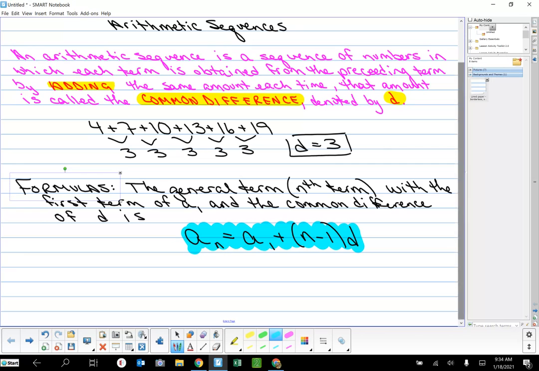And you also need to remember that this is specifically for arithmetic sequences, right? Because you're also going to have something called geometric sequences, and you'll have another formula for a general term, and it's completely different from that one. So you need to keep them separate from each other.